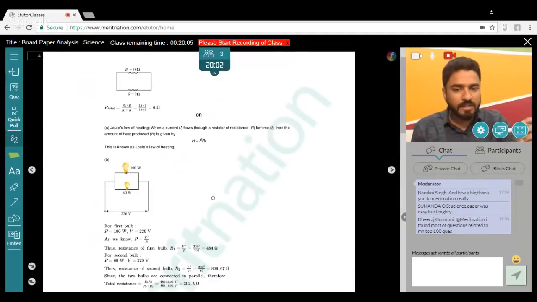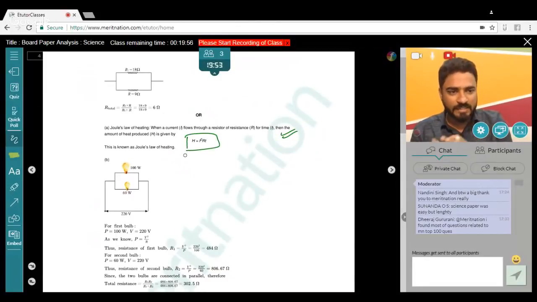Very simple. What is Joule's law of heating? You just have to mention this statement and one of the formulae that you have studied, that is heating, H is equal to I square RT, and the relationship of how Joule's law of heating is related with your current, resistance, and time. That's it. That would have fetched you the full marks in that A part of the 8th question.